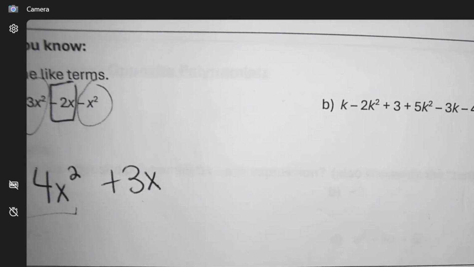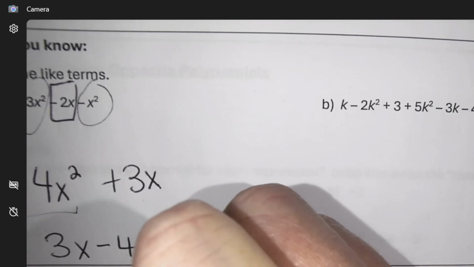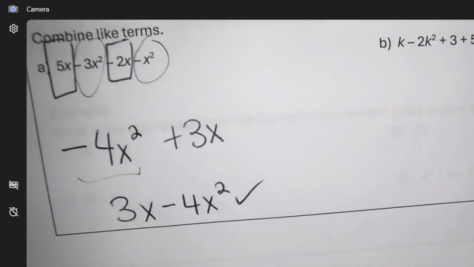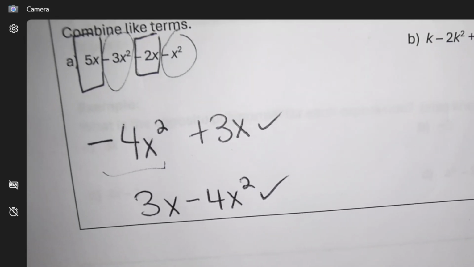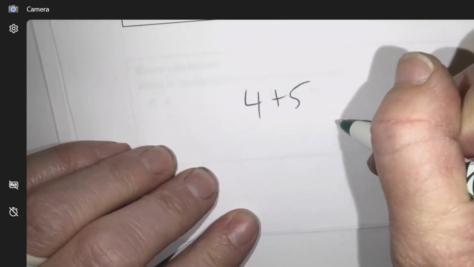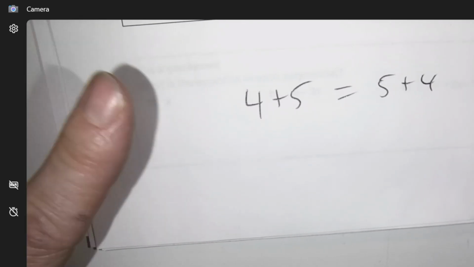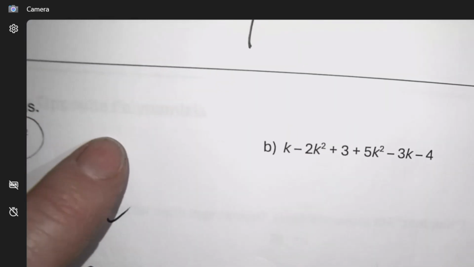It could be the other way around too, because it doesn't matter how many. 3x minus 4x squared, like that? Is that what you mean? Yep. Doesn't matter the order, right? Why wouldn't order matter? Is 4 plus 5 the same as 5 plus 4? Yeah, it's all good, right?